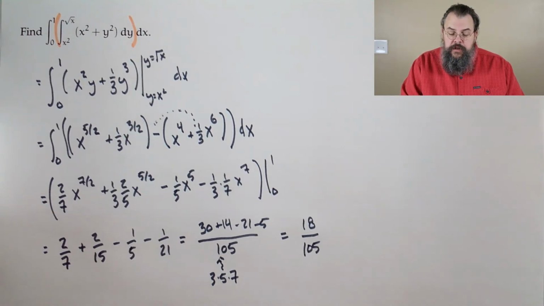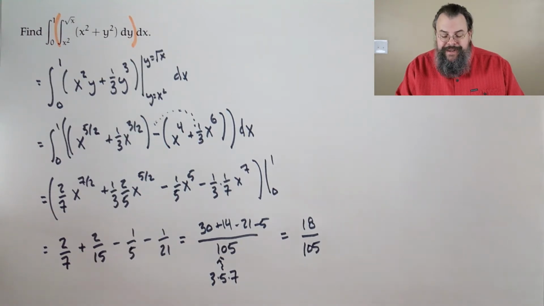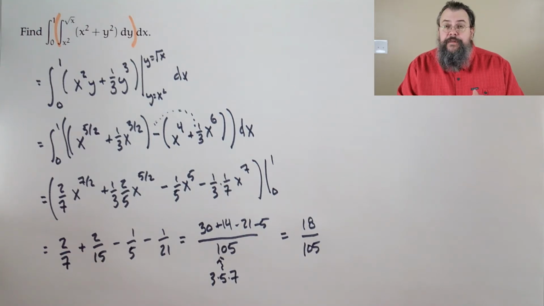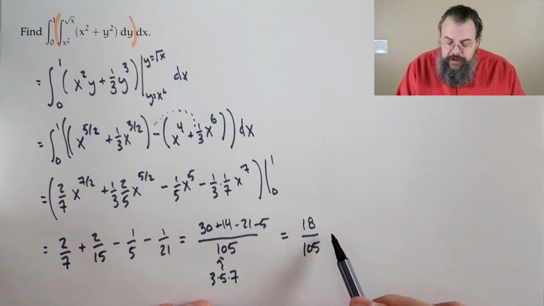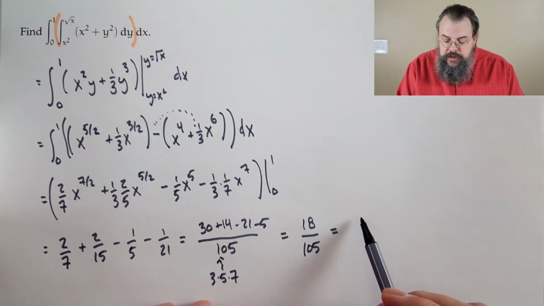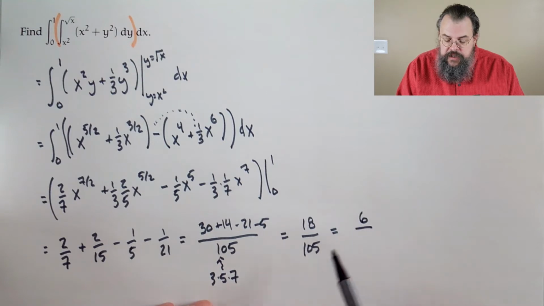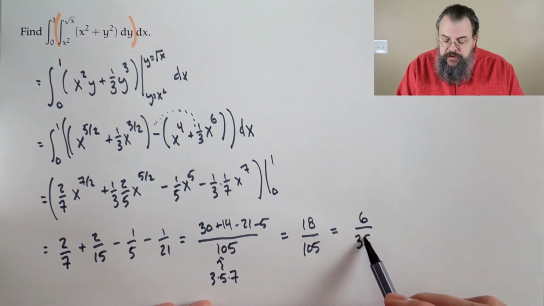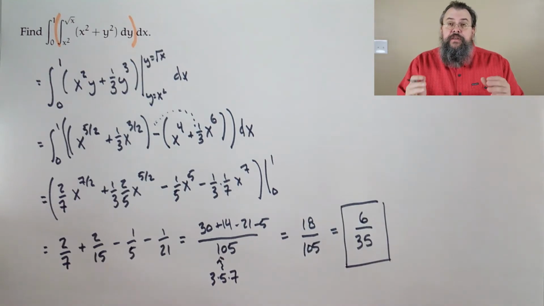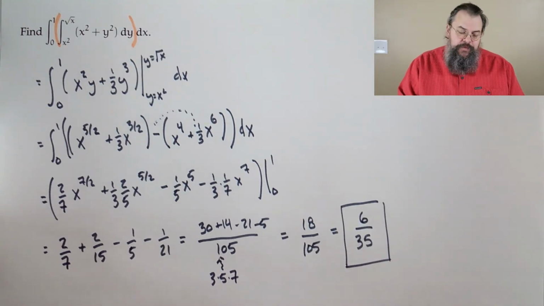And, well, okay, good news. 18 over 105, they have a common factor of 3. So we can pull that out. So what happens? Well, we'll have 6 downstairs, 35. So there we go. Final answer: 6/35. All right, good.